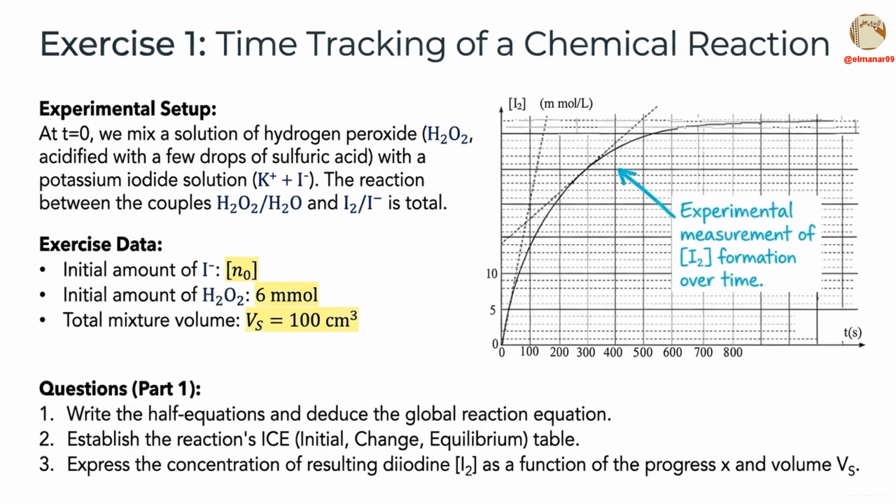Exercise data. Initial amount of I-, n0. Initial amount of H2O2, 6 millimoles. Total mixture volume, Vs equals 100 cm³.